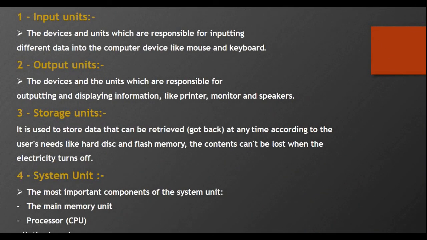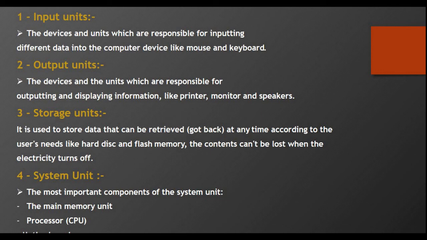The first type is input units. Input units are the devices and units which are responsible for inputting different data into the computer device, like mouse and keyboard. The second type is output units, which are the devices and units that are responsible for outputting and displaying information, like printer, monitor, and speakers. Storage units are used to store data that can be retrieved at any time according to the user's needs, like hard disk and flash memory. The content is not lost when the electricity turns off.